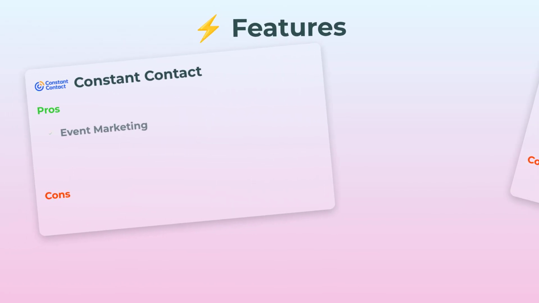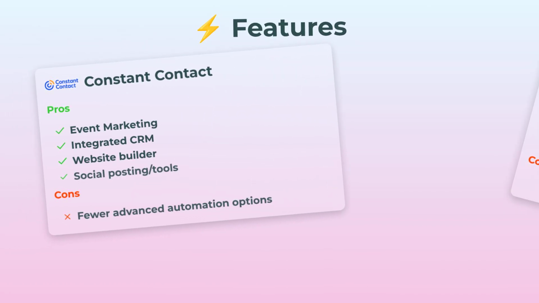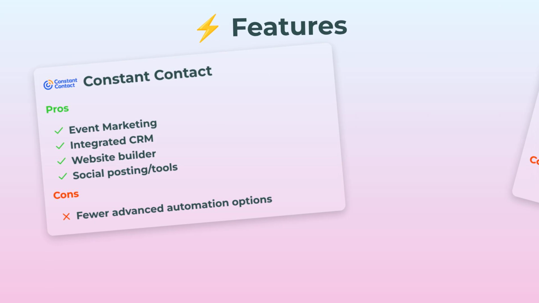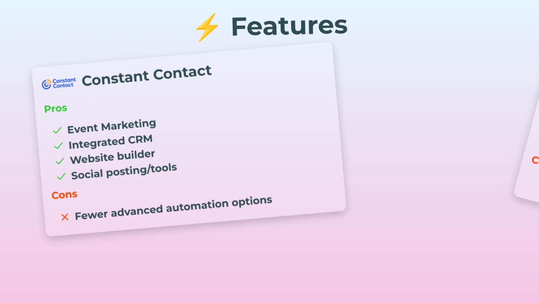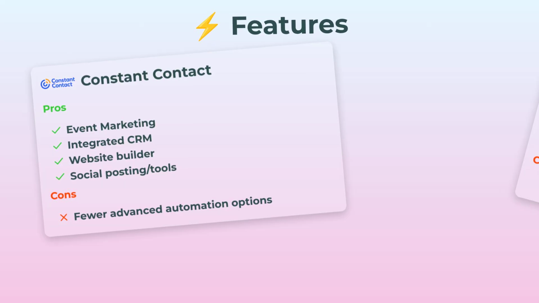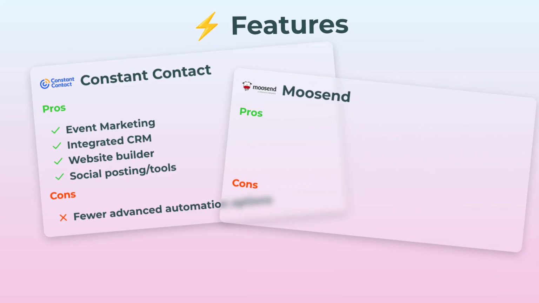Next stop, features. So, Constant Contact is all about that all-in-one experience. You get event marketing, a built-in CRM, website builder, even social posting tools right inside the app. Super convenient, especially if you want less tech headache. But their automation stuff? Kinda basic.